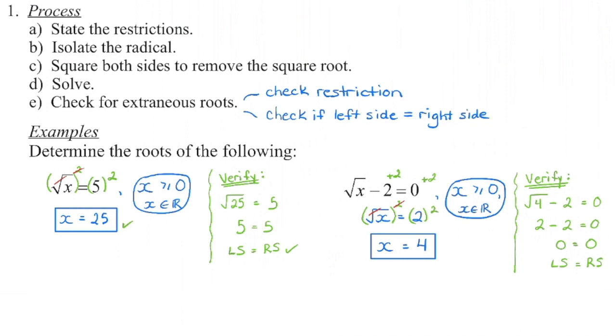So the square root of 4 is 2. 2 minus 2 is 0. 0 is equal to 0. So the left side equals the right side. So that tells us that this is the correct solution. We have one solution to this equation.